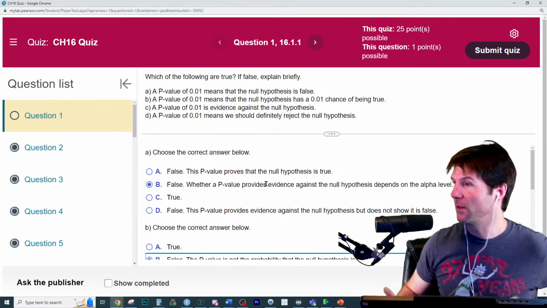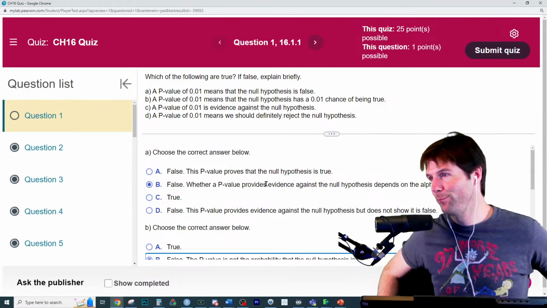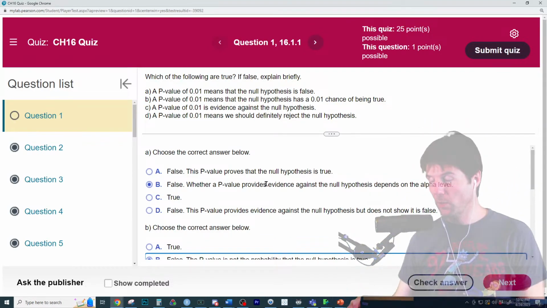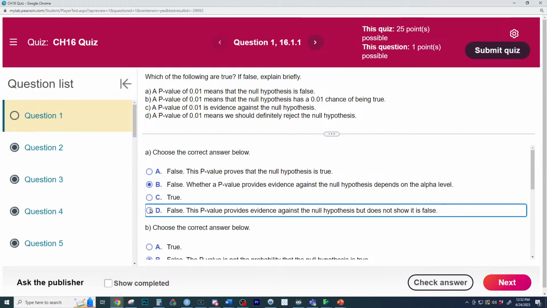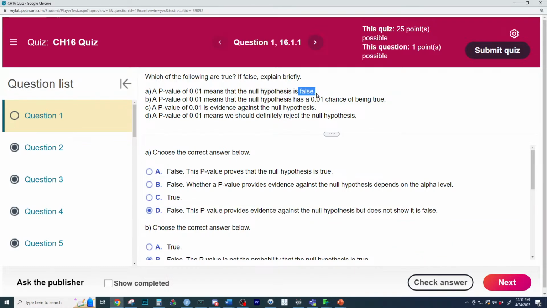See, the problem is this is a correct statement, and that's what got me. This p-value provides evidence against the null, because we have evidence the alternative is true. So it's going to be this one right here: this p-value provides evidence against the null hypothesis, but does not show it's false. They're really chiming in on this idea. No, I'm not saying that it's false. I have evidence against the null.